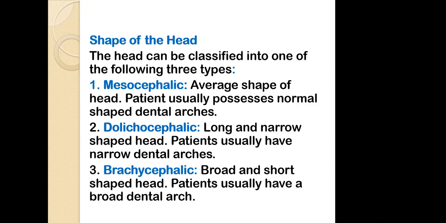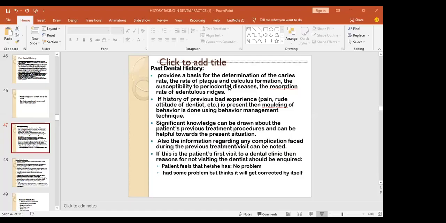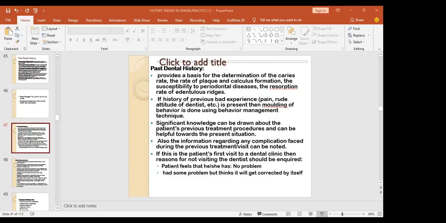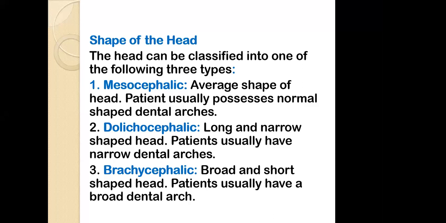Then the second one, the dolichocephalic. Here, the head is long and narrow, and the patients usually have a narrow dental arch. So these are likely people who present issues of malocclusion, orthodontic problems, the ones which I was talking about. Brachycephalic, broad and short-shaped head. Persons usually have a broad dental arch.